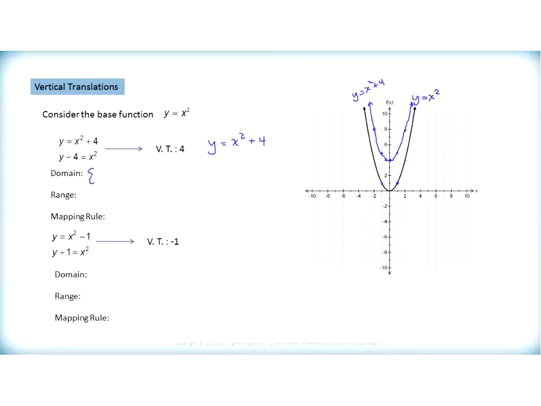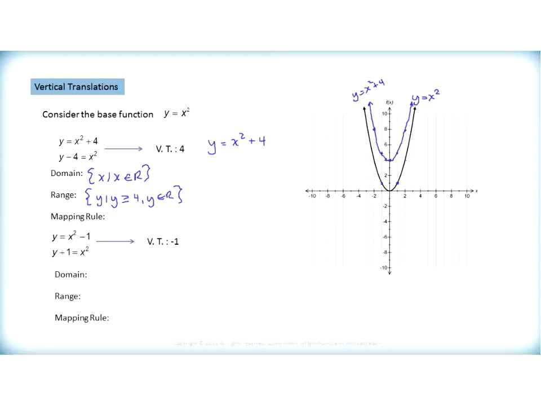Domain of this graph hasn't changed. The domain is still all real numbers. The range of this graph compared to the graph of y equals x squared has changed. It now becomes y such that y is greater than or equal to 4, where y is a member of the real numbers. Again, 4 because it's the values of y that I can find points on the graph. I can find points on this graph for all values of y greater than or equal to 4. Cannot find a point on the graph when y is 3 or 2 or 1 or 0 and so on. Only for values of y greater than or equal to 4.